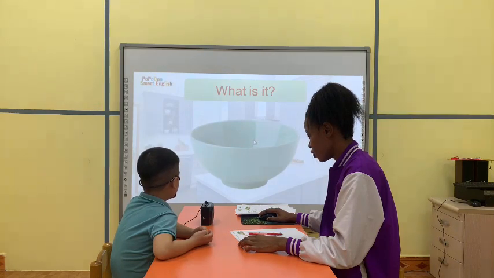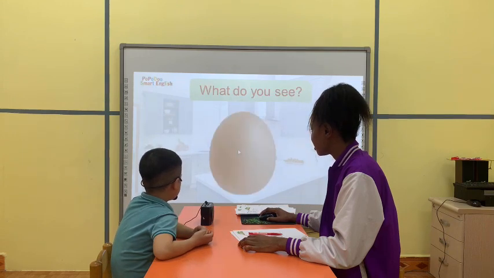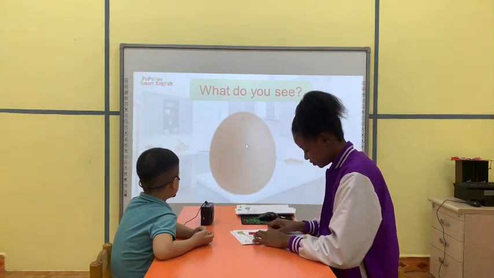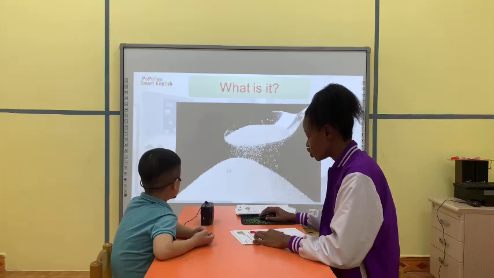Okay, Bob, what is it? It's a bow. What is it? It's a top. Good. What do you see? I see a bell. Okay, what is it? It's a bell.